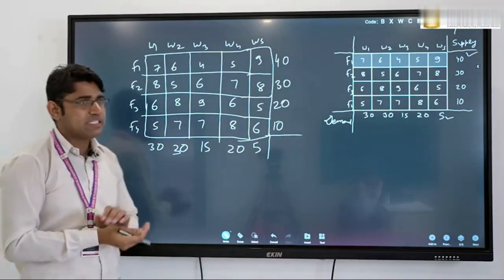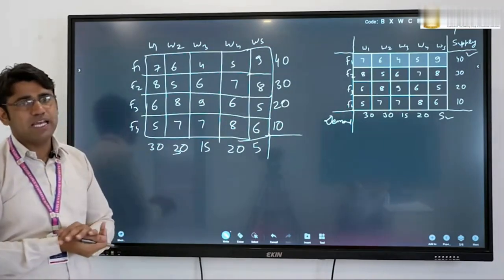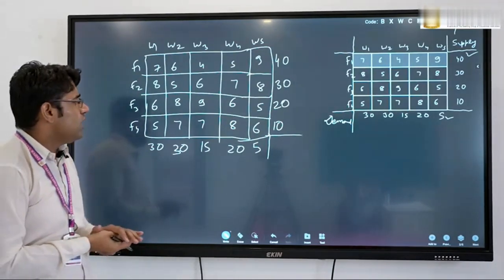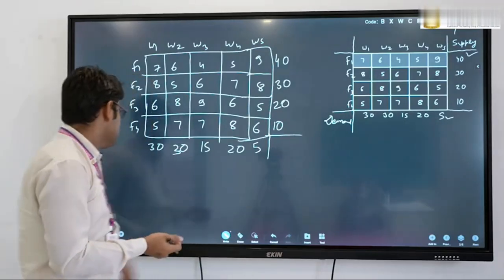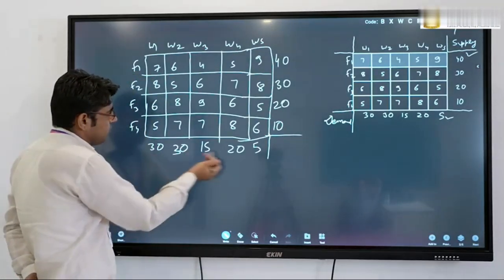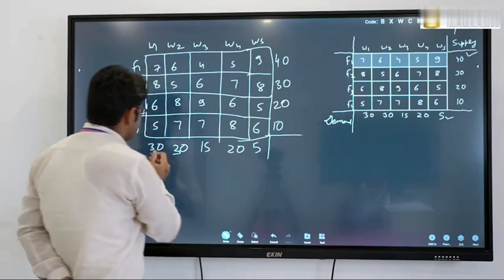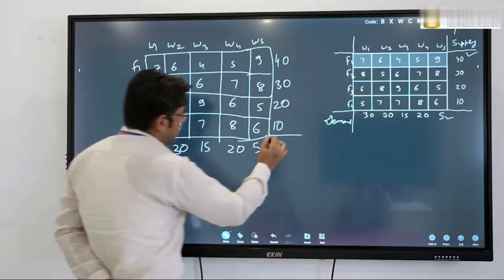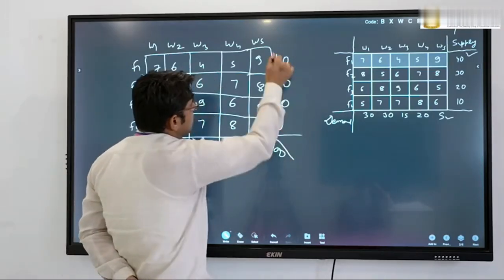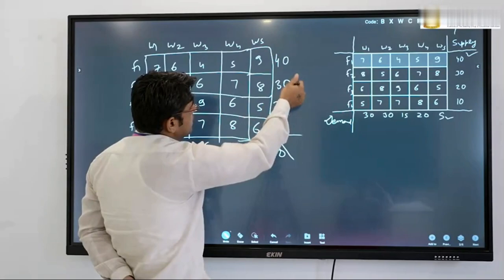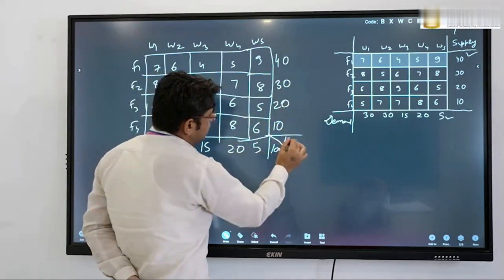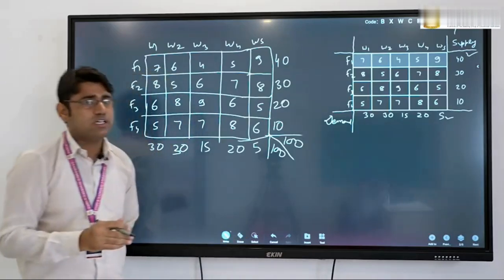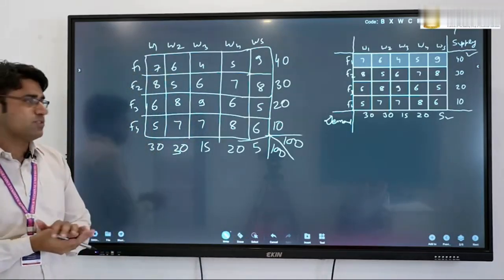Now first we check whether the transportation problem is a balanced or unbalanced transportation problem. First we add the sum of demand. Here sum of demand is 30 plus 30, 60, 80, 100 and sum of supply is 40, 70, 90 and 100. So this is the type of balanced transportation problem.